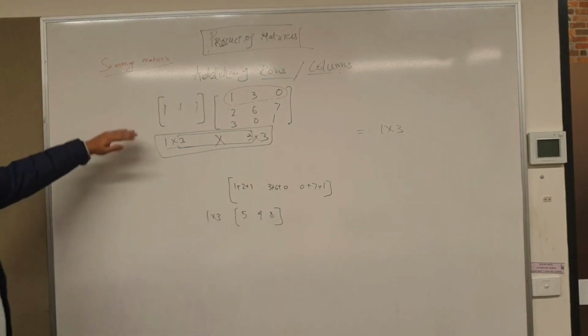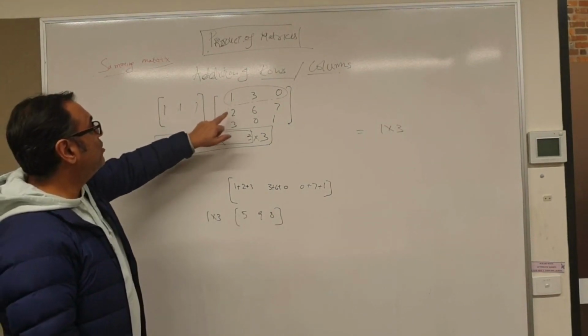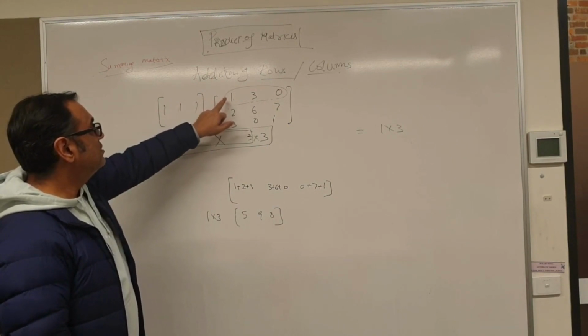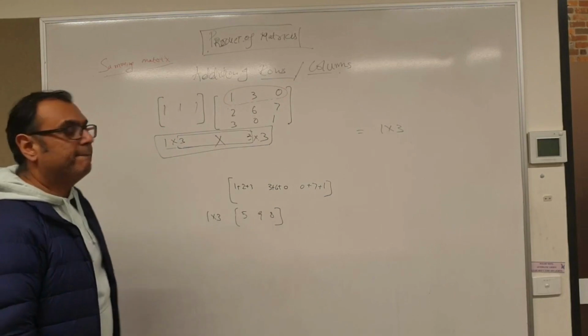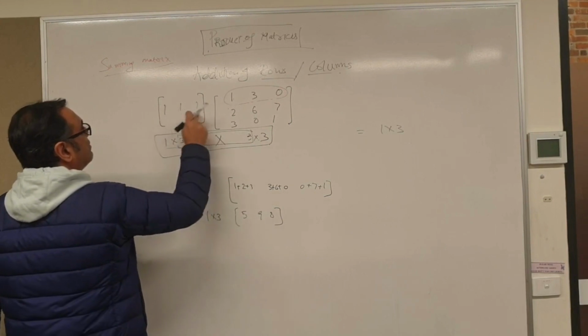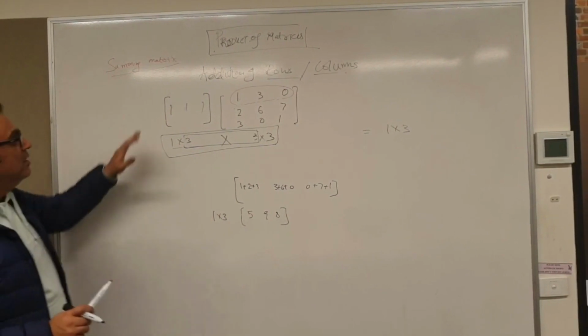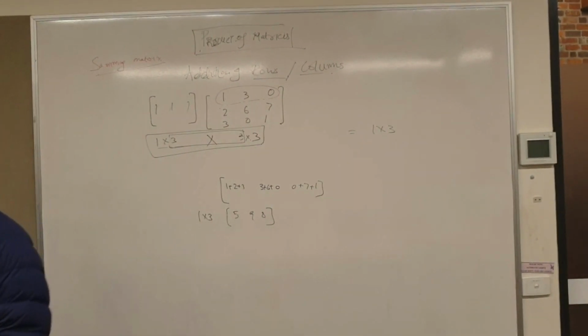Long story short, how many rows? 1 cross 3. So you pick up the number of columns here, 1, 2, 3. So you pick up the number of rows here, 1, 2, 3, and create that many columns. Right? So that's the rationale behind how you add the rows and columns. Is that clear? Yeah? Alright. If that is clear, let's do a quick question.